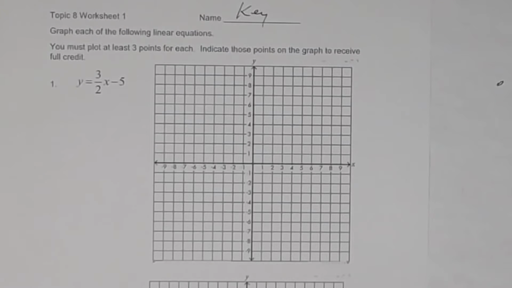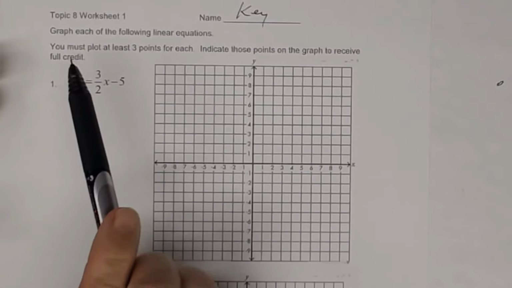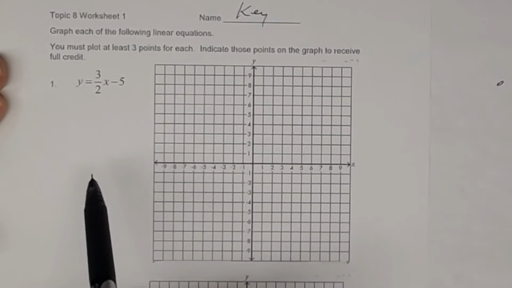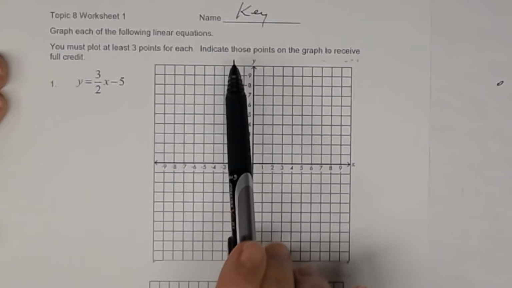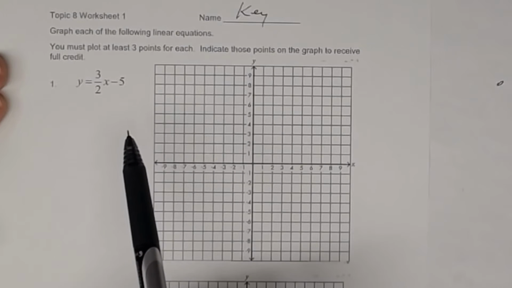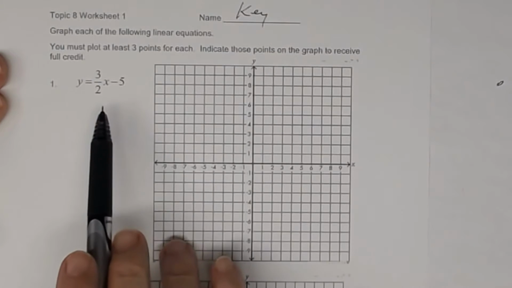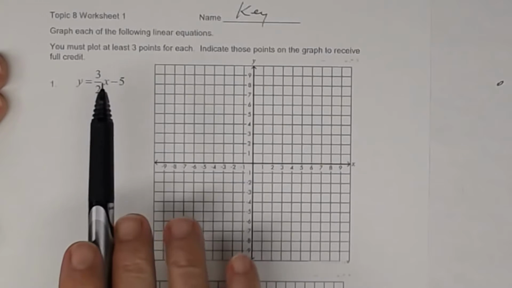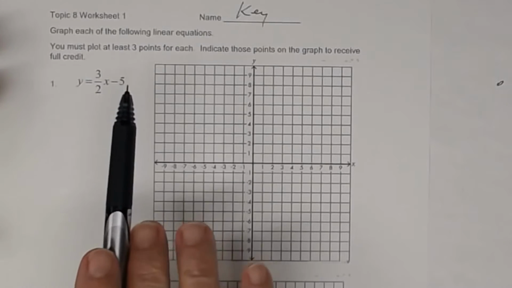This is a key to the worksheet on graphing linear equations. Now, in the directions, it says you must plot at least 3 points for each of those lines. And then you need to indicate those points on the graph to receive full credit. Okay, so in the first one, notice that y is already by itself. So you must plot at least 3 points.